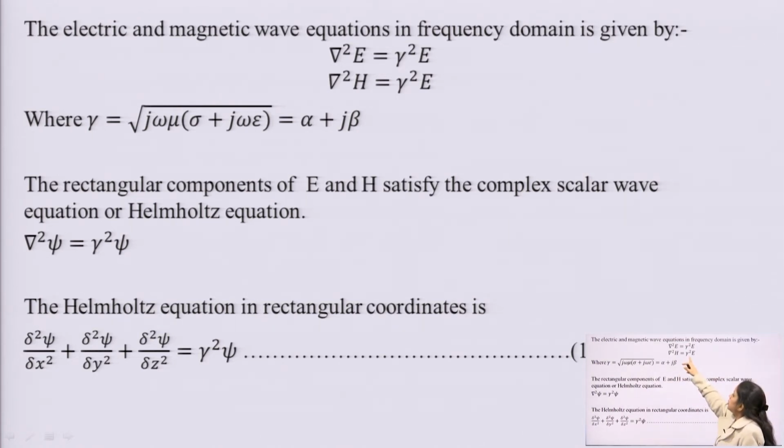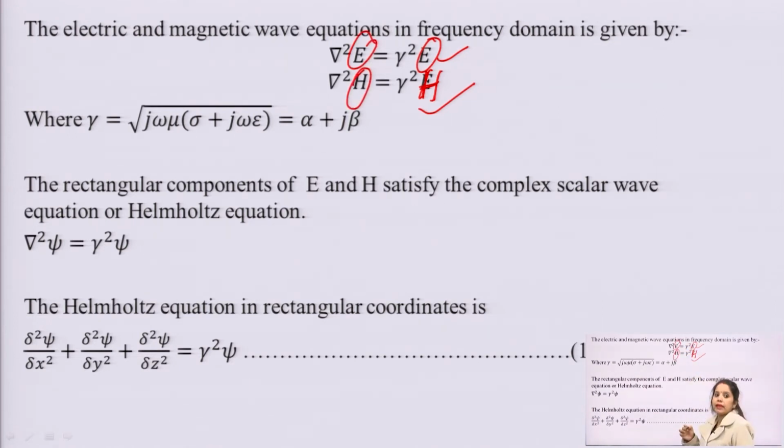Del square E is equal to gamma square E, del square H is equal to gamma square H. This is the electric field equation and this is the magnetic field equation. So, the only difference is that when we write the wave equation in the electric field, it will be del square E is equal to gamma square E, only the term E, and when we write it in terms of the magnetic field, del square H is equal to gamma square H, and gamma, which is our propagation constant, is given by this expression.